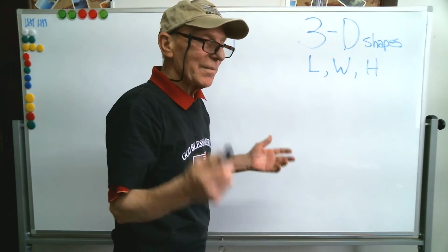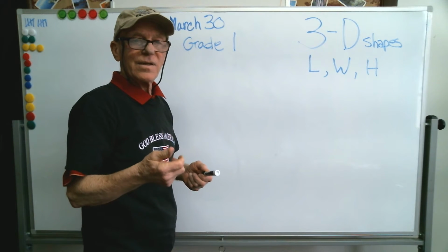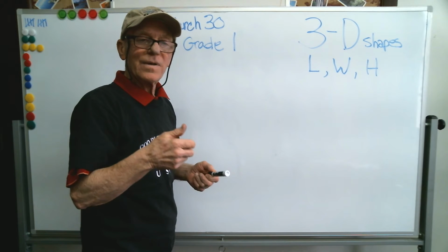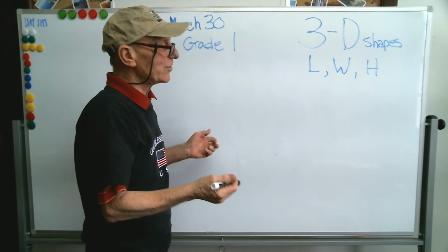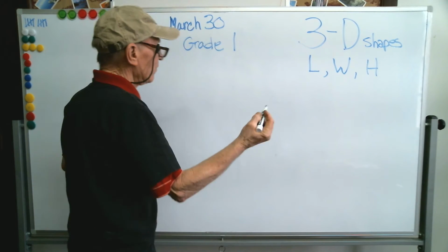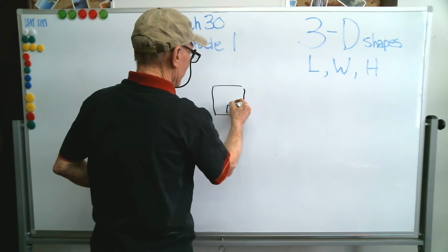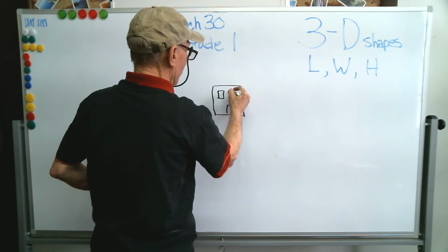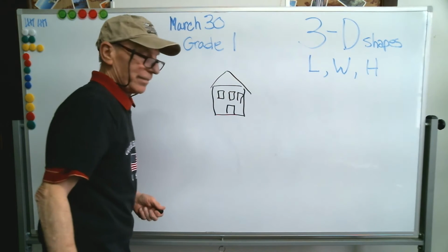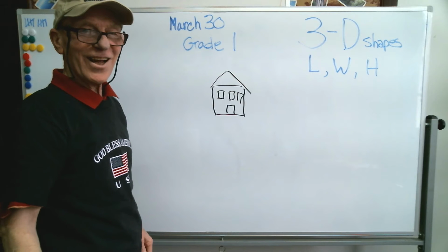What are dimensions and shapes? And what makes a flat shape different from a three-dimensional shape? Well, let's just, first of all, draw a picture. For example, here we have a picture of a house. Pretty good artist, aren't I?